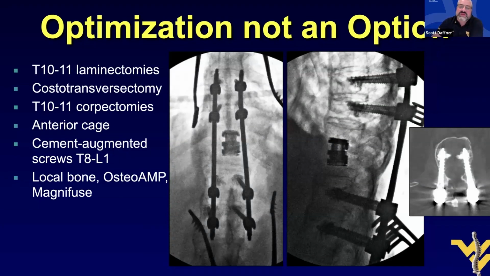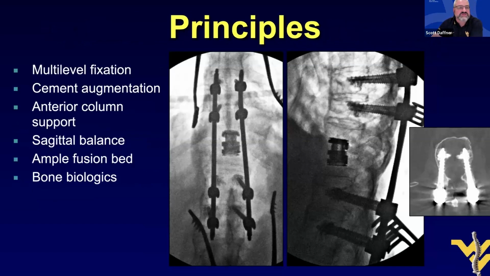He had an anterior strut placed in there, multiple levels of cement-augmented screws, with some good bone biologics thrown in for good measure. So again, the principles we adhered to with this case: multiple levels of fixation, cement augmentation of screws, anterior column support. He's got a pretty good overall sagittal balance there. If you remember, this was the thoracolumbar area. I think it was T10-11.